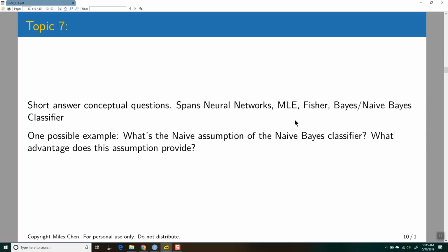All right, so just conceptual questions, and the topics that will be covered here will be the neural networks, MLE, Fisher, Bayes and naive Bayes classifier. So pretty much through Wednesday's lecture. Okay, and then today we'll cover a new topic. It's actually really super simple and not that complicated, but it's an important method, and so we'll cover that today.